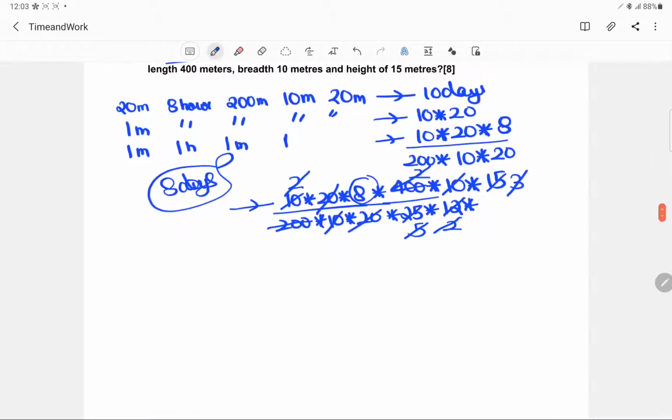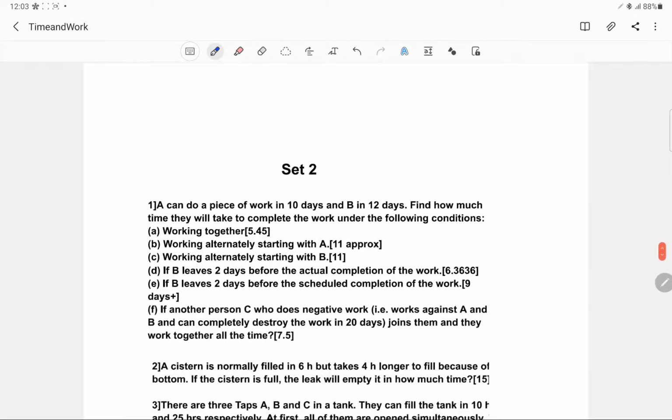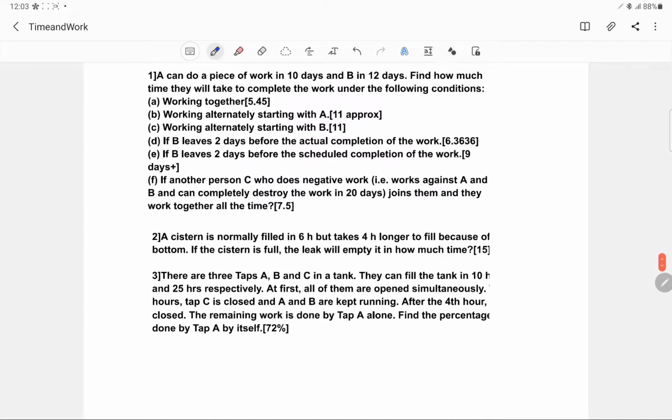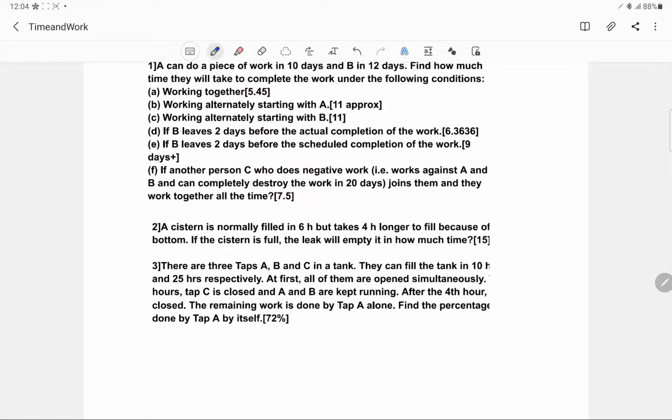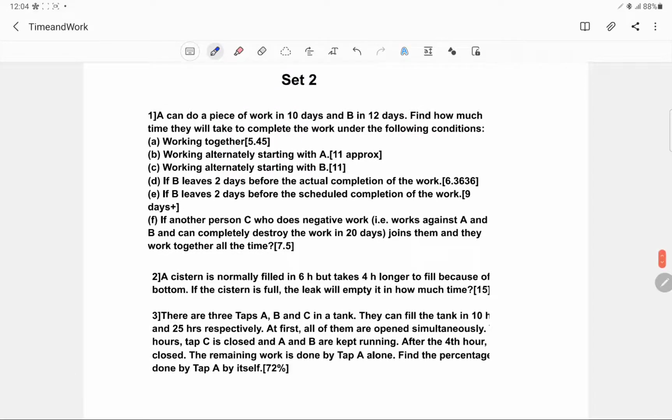You just have to have that sense of when it is getting to 1, whether you need to divide or whether you need to multiply. That is a very simple question. Now let's see set 2. So this is based upon all that stuff.